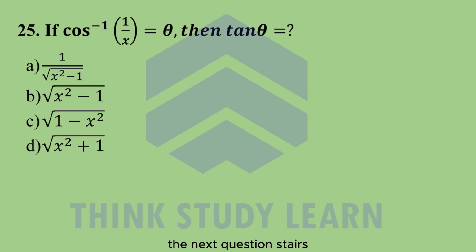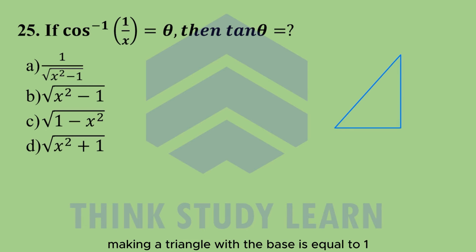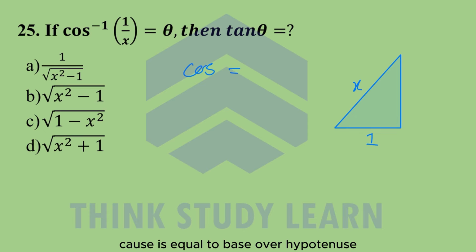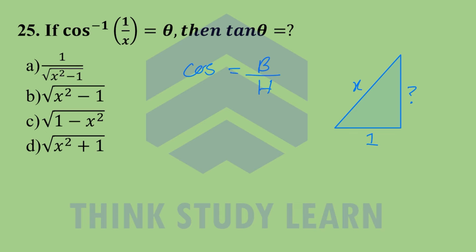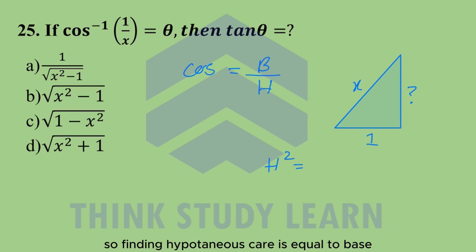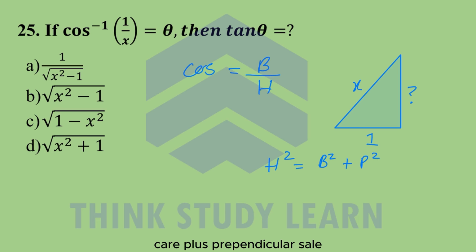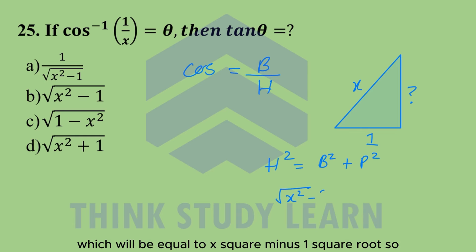The next question states if cos inverse 1 by x is equal to theta, then we have to find the value of tan theta. So we will make a triangle here, with the base equal to 1 and hypotenuse equal to x, because we know that cos is equal to base over hypotenuse. So now we will find perpendicular with the triangle formula. Hypotenuse square is equal to base square plus perpendicular square. We will use this formula and find perpendicular, which will be equal to square root of x square minus 1.